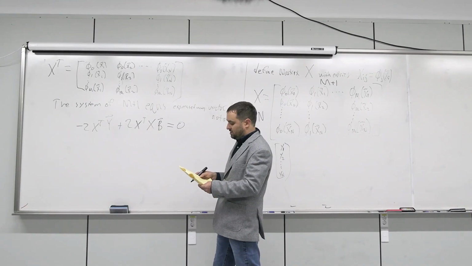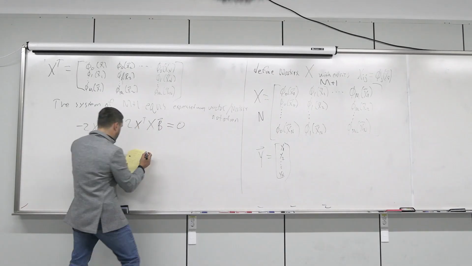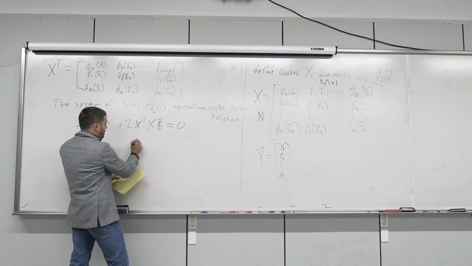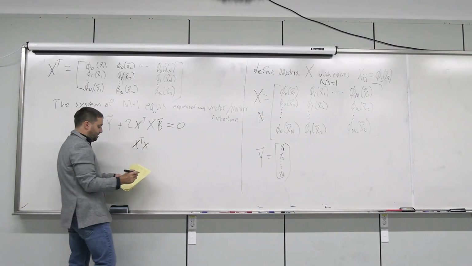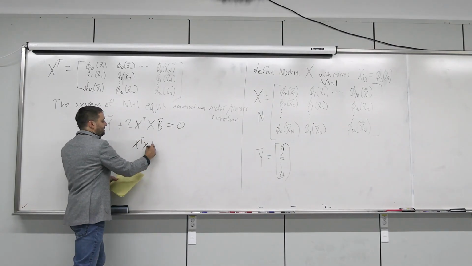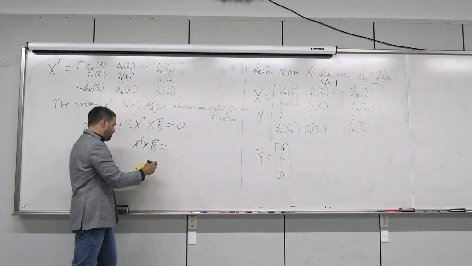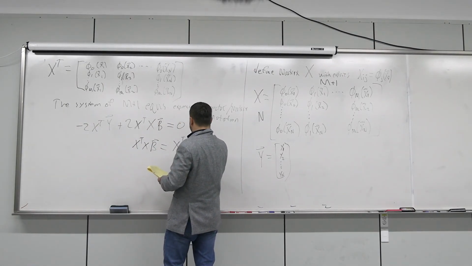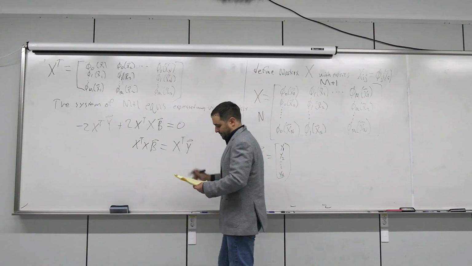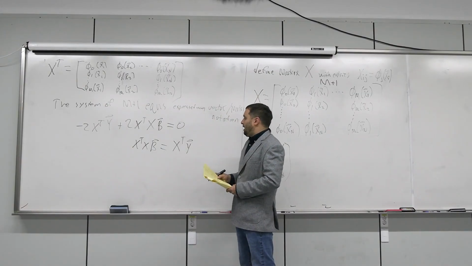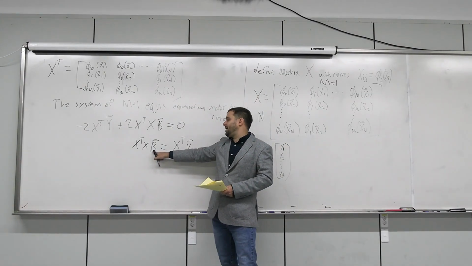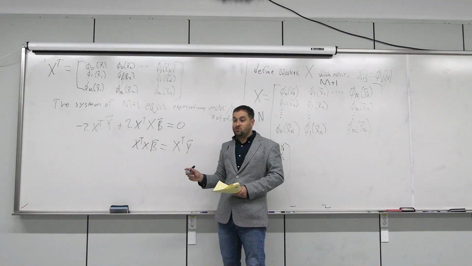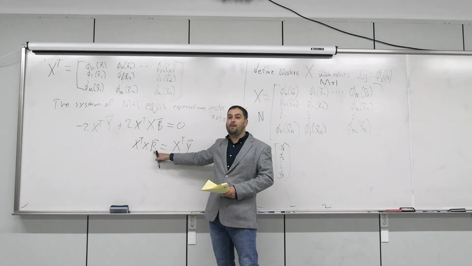And if we rearrange this equation, we get X transpose times X times beta equals X transpose times Y. And remember, the goal of the regression is to solve for the optimal fitting coefficients beta.